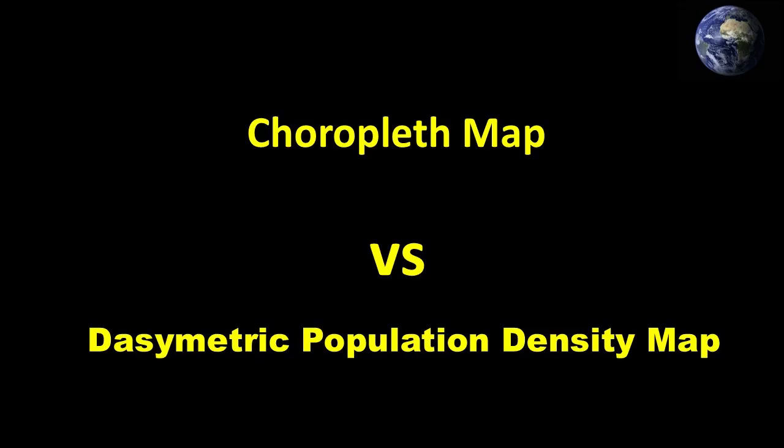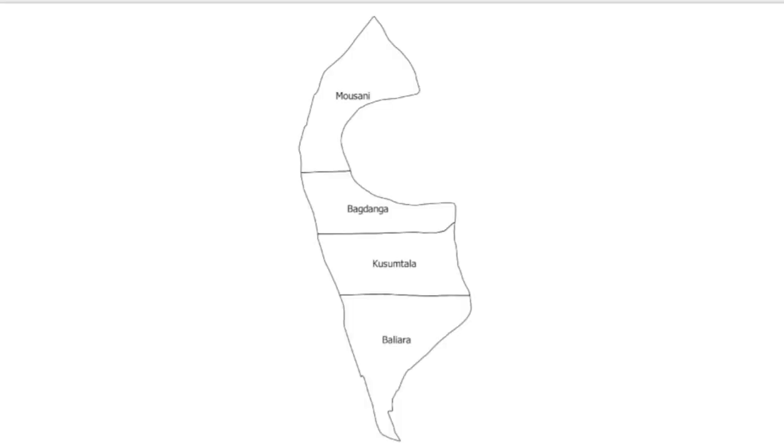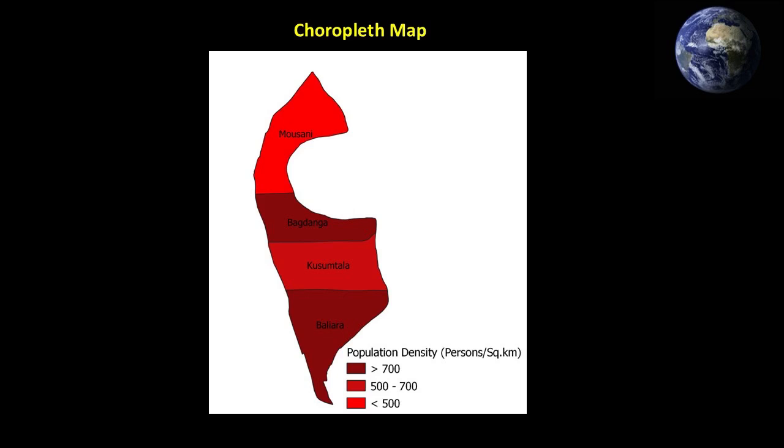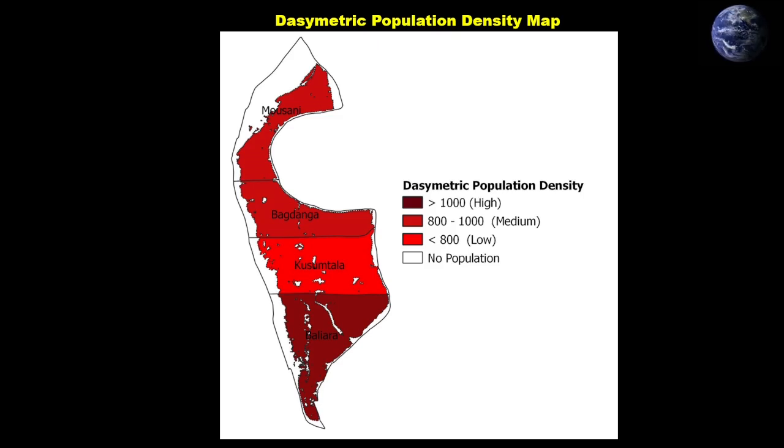If you compare between normal choropleth map and Dasymetric population density map, just put the population density calculated conventional way, then see it will cover whole area of villages. But in the Dasymetric population density map, distribution of density will be only in the inhabited area.